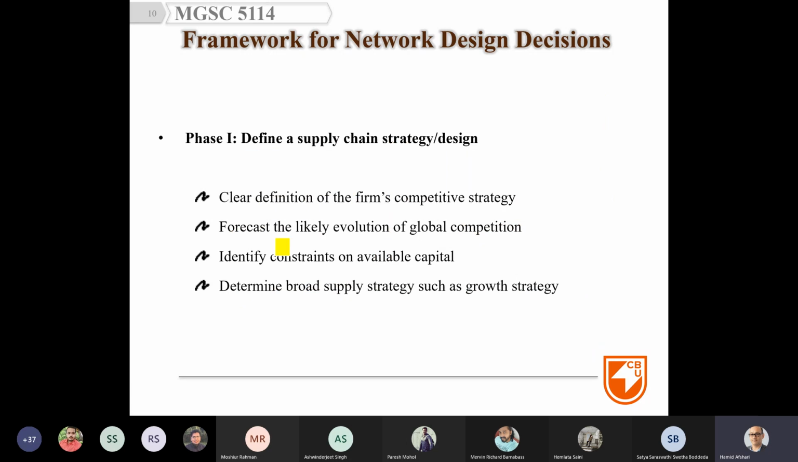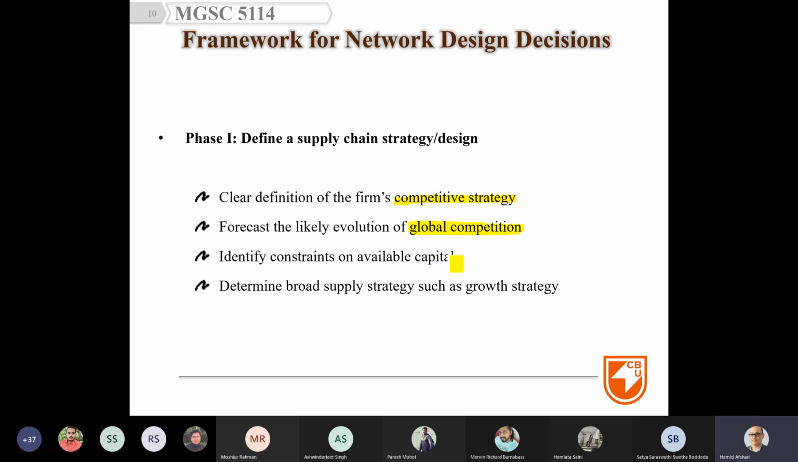The rest of the slides talk about defining a supply chain strategy or design. You should have a clear definition of the firm's competitive strategy, meaning which type of customer you're targeting. Forecast the likely evolution of global competition. What do you see? Is your business going to grow? Is it going to shrink? Are your competitors doing something great?